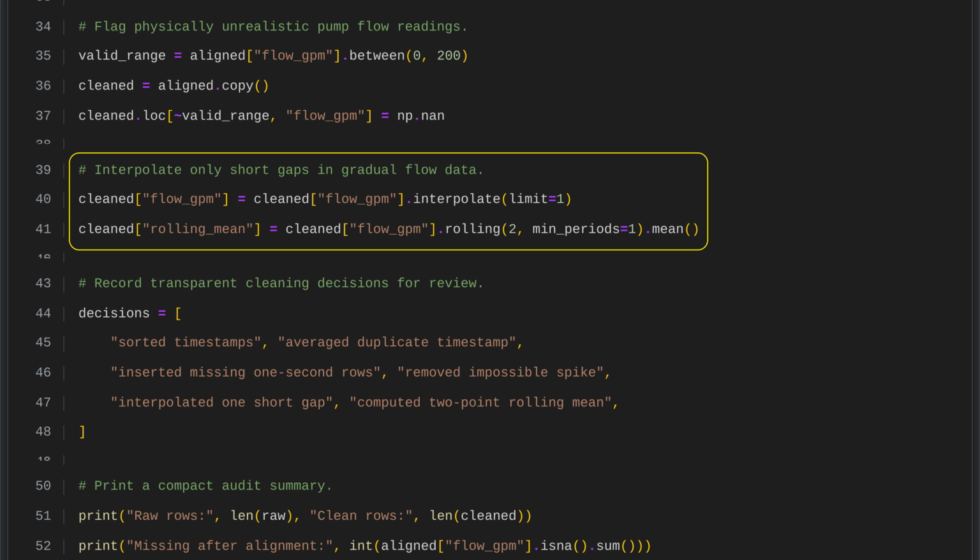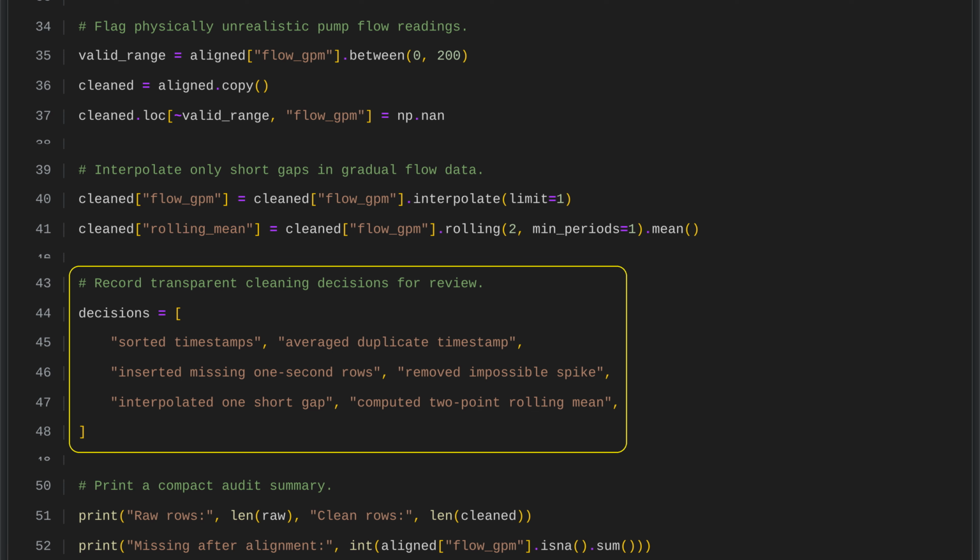Short gaps in the flow data are filled by interpolation, but only when a single value is missing between known values. Then a 2-point rolling mean is applied, averaging each value with the previous one to smooth the data and make trends easier to see.